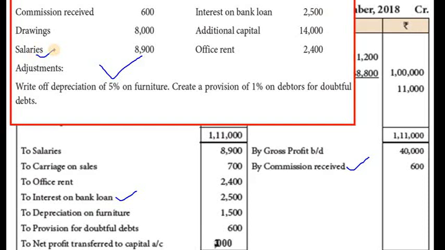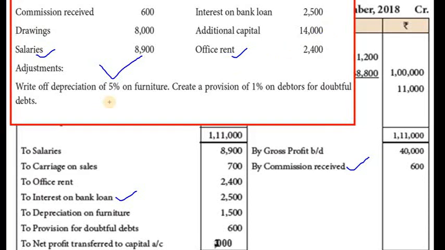Salaries will come on the debit side of the profit and loss account. Office rent will come on the debit side of the profit and loss account. Drawings and additional capital, we will make adjustment in the balance sheet.